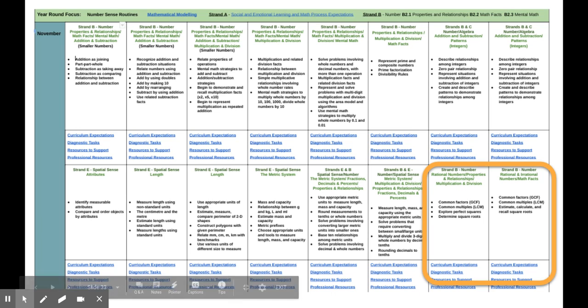So welcome to a second video to support the month of November in the OCDSB scoping sequence for grade 7 and 8 students. This second block in November also focuses on strand B number, but specifically greatest common factor, lowest common multiple, and concepts around perfect square numbers.